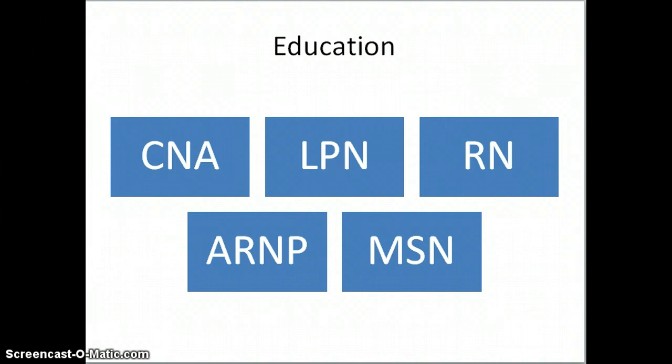The advanced registered nurse practitioner is now going to have to be a doctorate, and then your MSN is a master's in nursing, and you usually have to have a bachelor's in science in order to be able to go back to school to get your MSN.